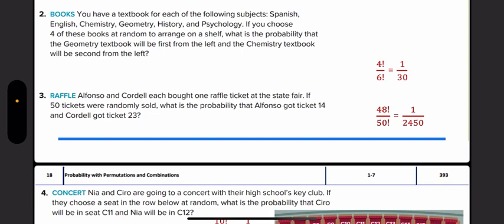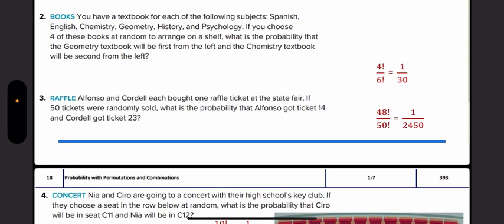All right, type. First of all, how many books are we choosing from? If you count the subjects, Spanish, English, chemistry, geometry, history, and psychology, there are 6 subjects. So the total number here is 6. So in the denominator, we will put the total factorial. So 6 factorial.